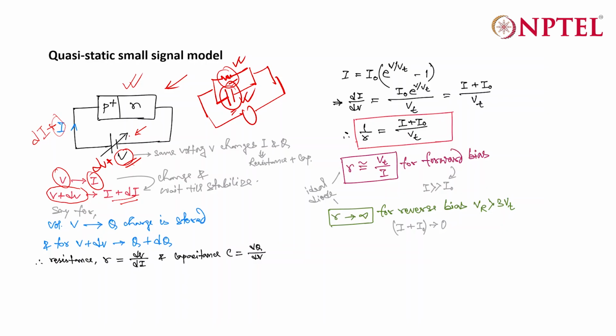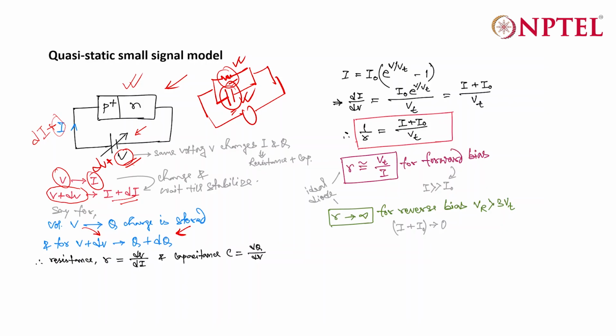Now the voltage V also leads to a charge, or change in charge, that is stored inside the PN junction. If you change the voltage from V to V plus dV, by an amount dV, you will find that the charge has also changed. So the extra charge for dV voltage is considered as dQ in this case.